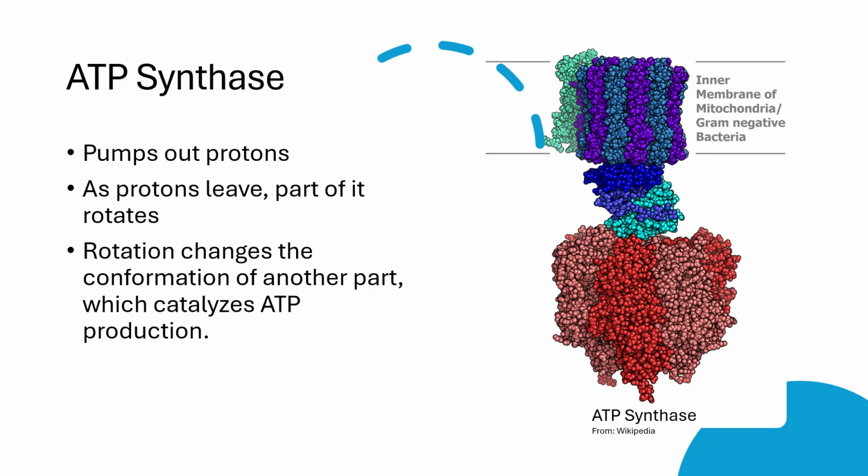All right, ATP synthase. This biomolecule works by pumping out a bunch of protons, and as the protons leave, part of the protein complex rotates. The rotation changes the conformation of a different part of the protein complex, which in turn catalyzes the production of adenosine triphosphate.